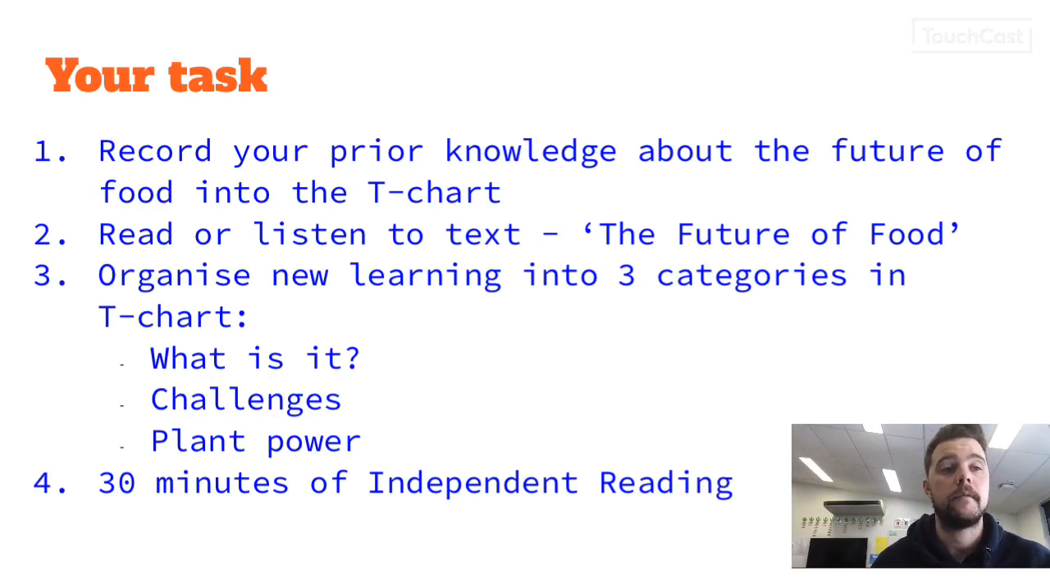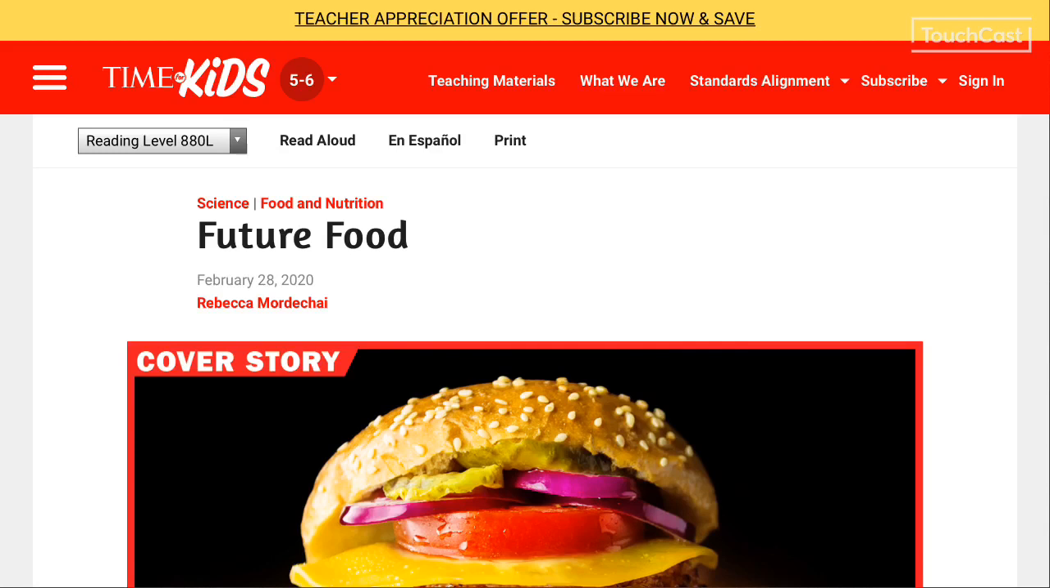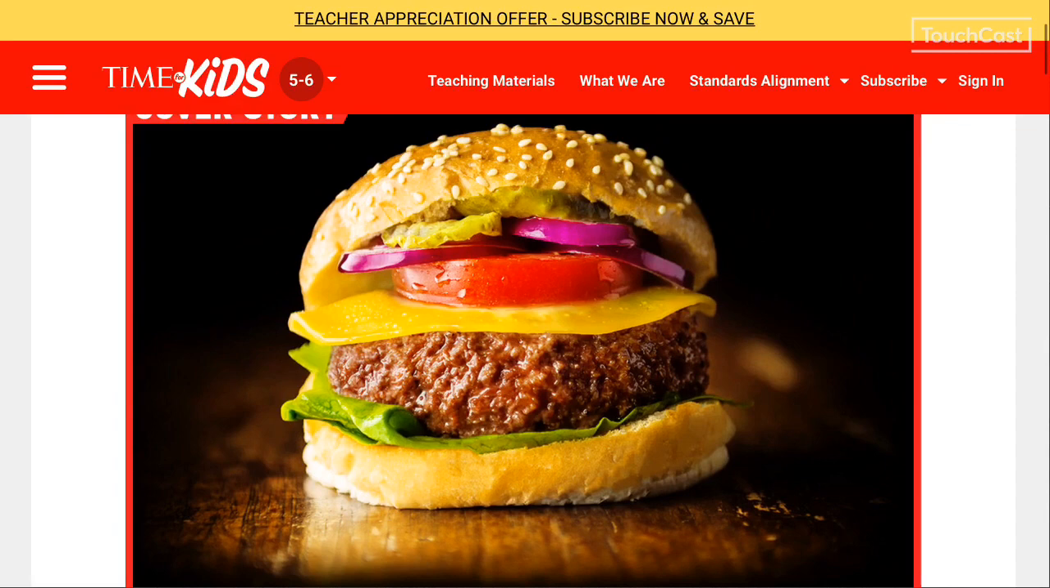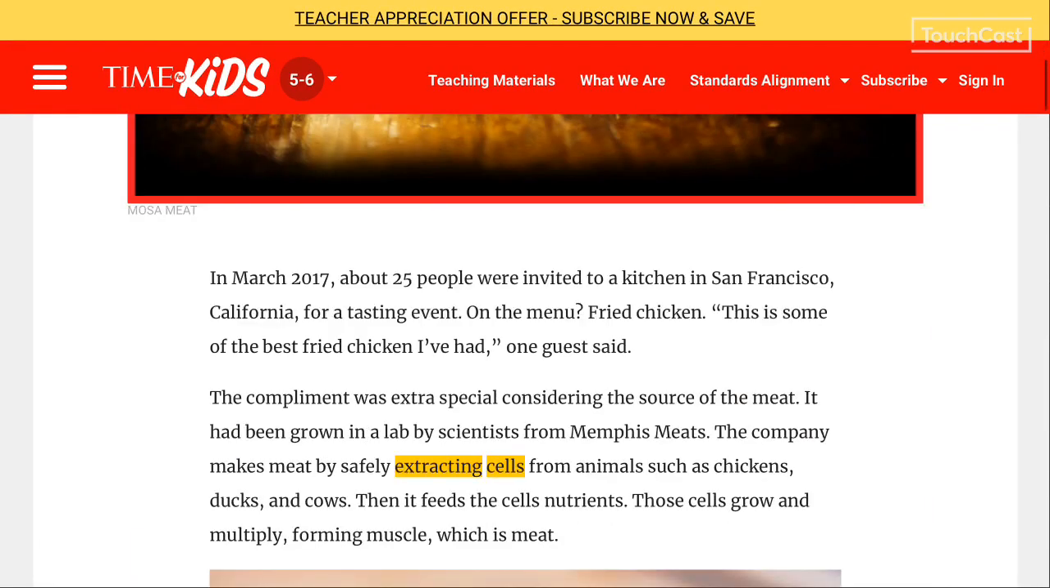All right, so if you want to read to yourself, you can, but I'm about to read this article to everybody now. Okay, "Future Food", and this is from Time for Kids magazine, and it's written by Rebecca Mordechai. All right, and it was a cover story. That looks delicious.